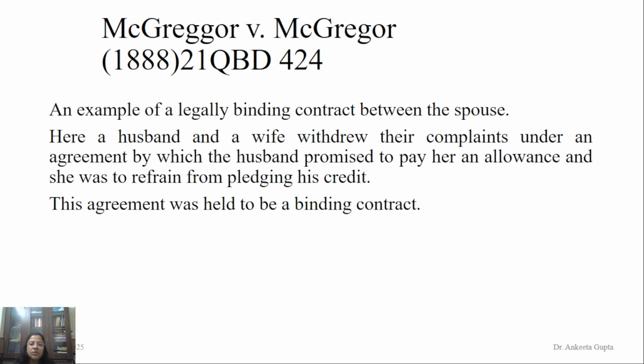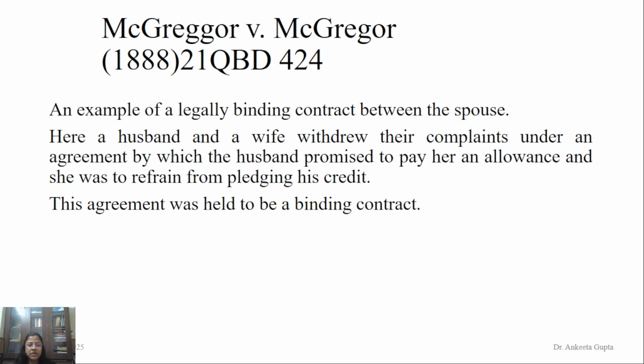So the agreement that was reached between both the parties was that they would withdraw complaints against each other, they would stop, and that the wife would stop pledging his credit, and the husband would pay a certain allowance to the wife. This agreement was held to be a binding one. Why would one say that this was held to be a binding contract?